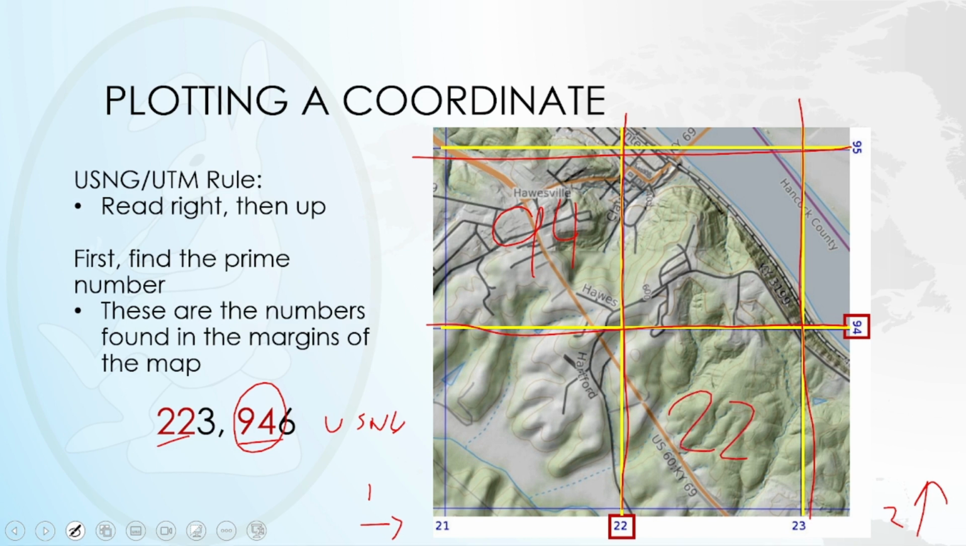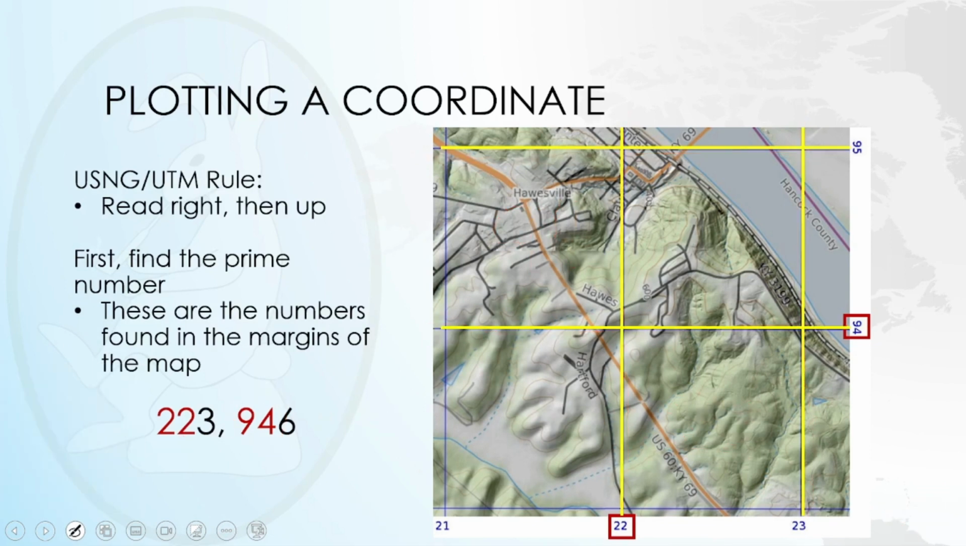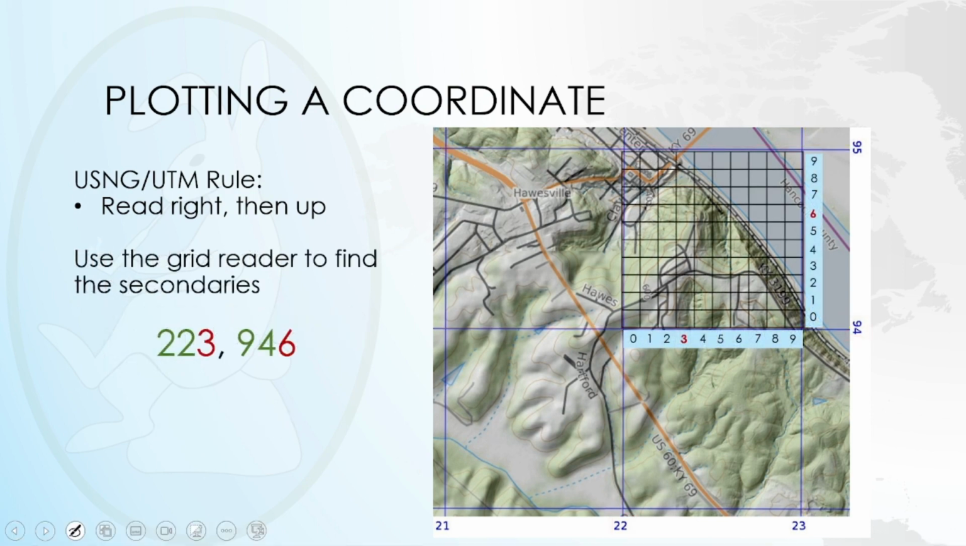So what we're trying to find is where 22 and 94 intersect, and that's what we have here, okay? So this is our square kilometer. The point that we're trying to get to is somewhere in this 1 square kilometer, and we need to overlay the grid reader to get us dialed in to those last 2 digits. So we'll flip over to the next slide.